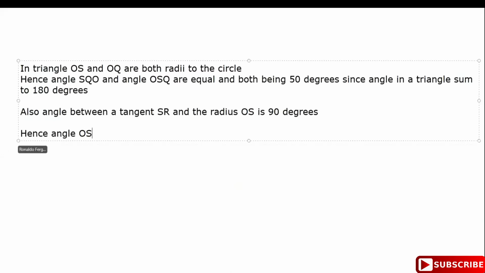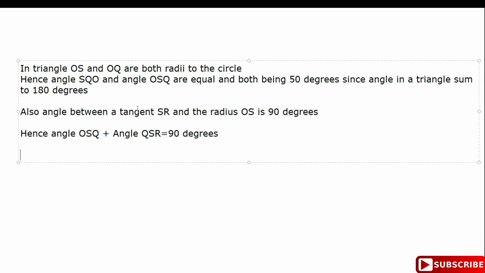And angle OSQ plus angle QSR equal 90 degrees. That's what you tell them. Then you tell them, but remember, watch this now. We said that angle QSR, right? Angle OSQ and angle QSR. But we already have angle OSQ. Angle OSQ was 50. So you tell them, hence, angle QSR is equal to 90 minus 50, which is equal to 40 degrees. Putting it in words, that's how we get the 40 degrees right here.